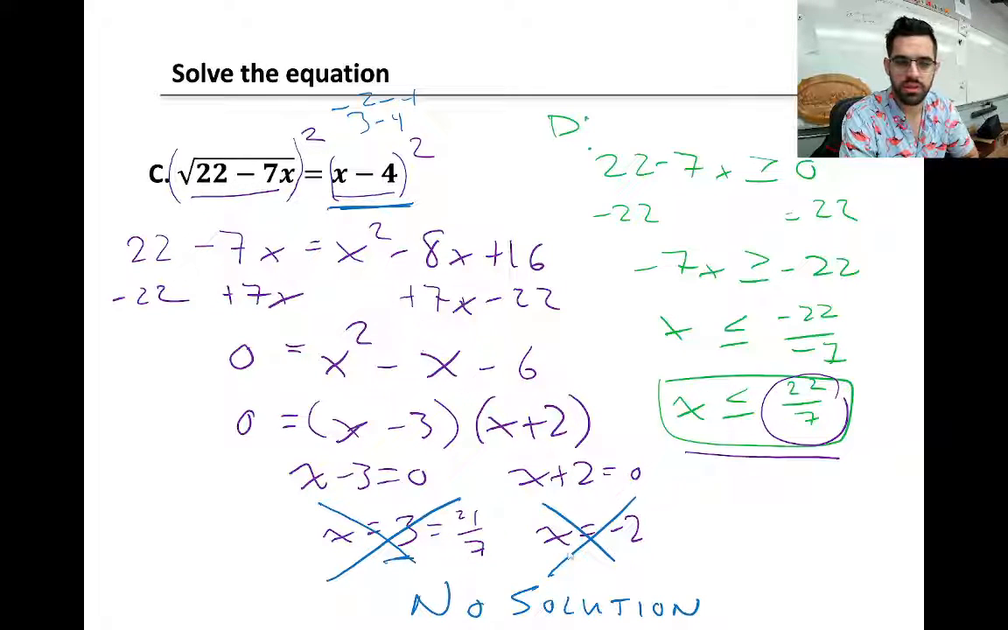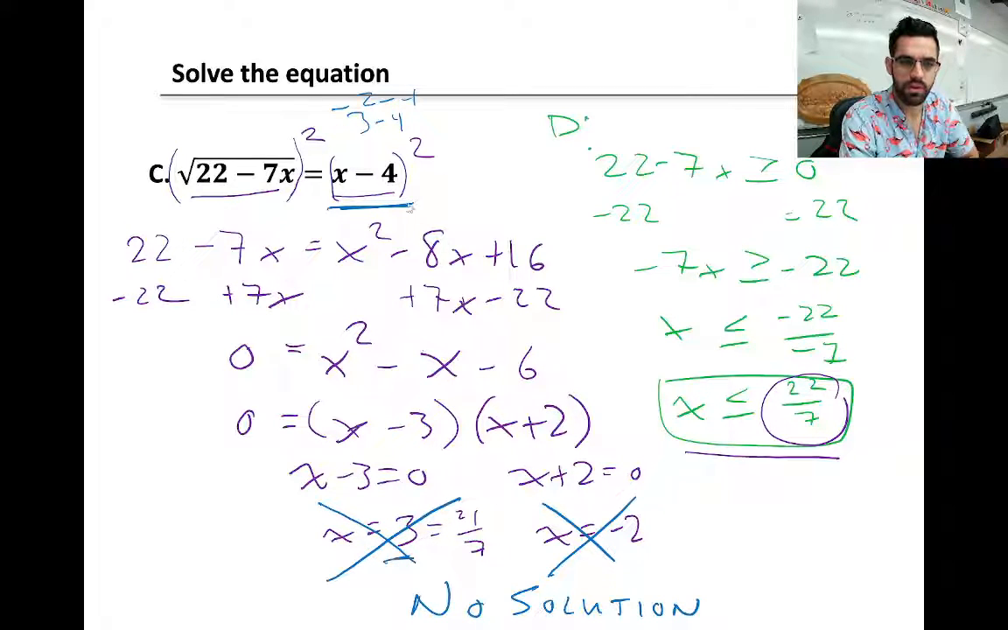So when we plug these answers in, let's see here. Yeah, we're squaring this, so we do some algebra, set it equal to 0. We have an x squared, so we're going to factor this thing and get two potential solutions. Now, both solutions, let's see here. The first solution, x equals 3, that would be the same as 21 over 7, which is less than 22 over 7, so that works.